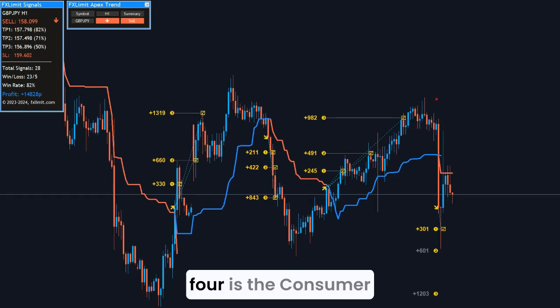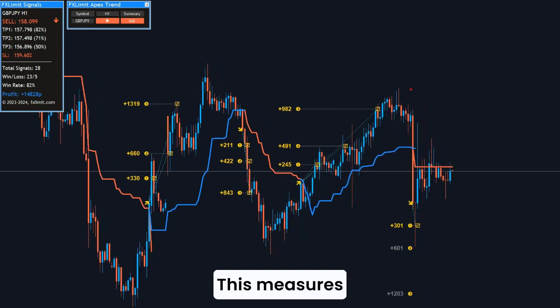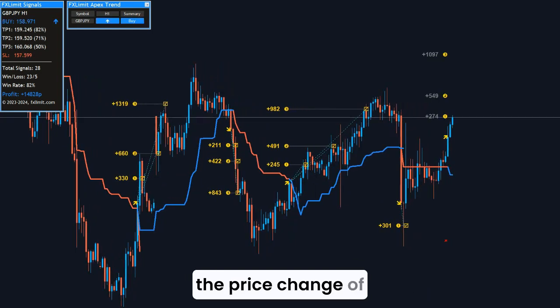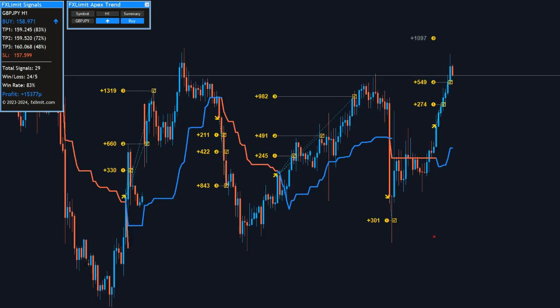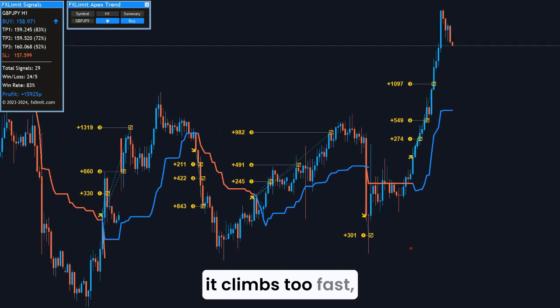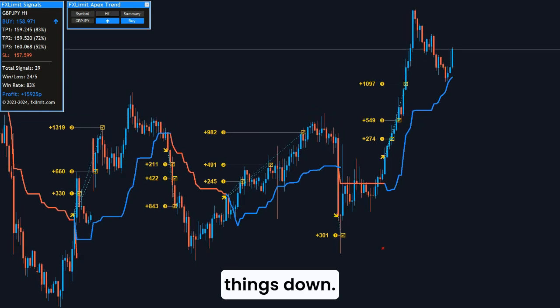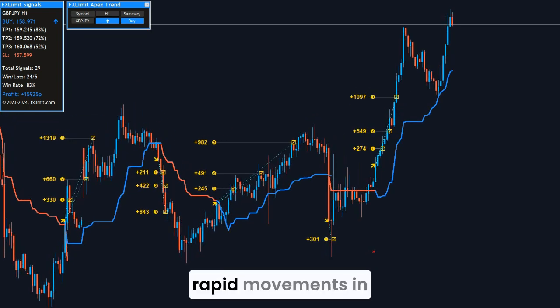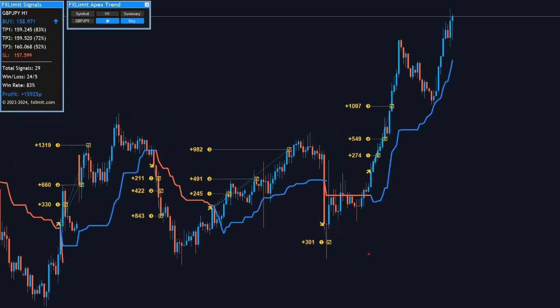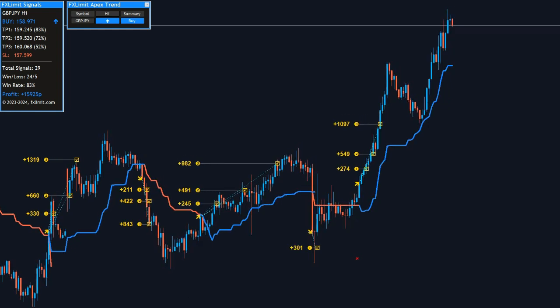Coming in at number 4 is the Consumer Price Index, CPI. This measures inflation by tracking the price change of goods and services. Rising CPI indicates increasing inflation, and if it climbs too fast, central banks might hike interest rates to cool things down. This can cause rapid movements in currency markets. Traders monitor this data to anticipate central bank action.